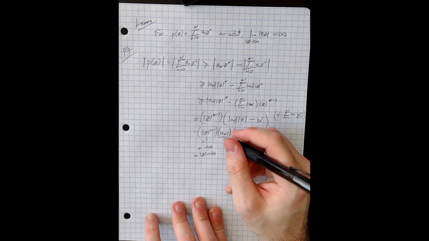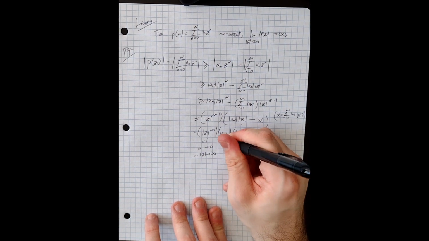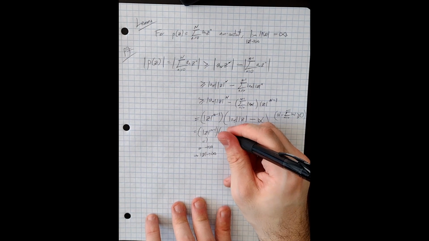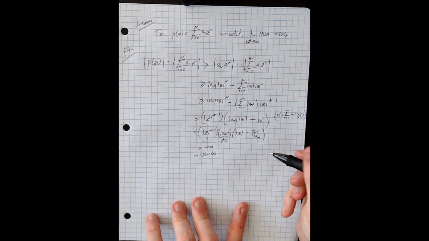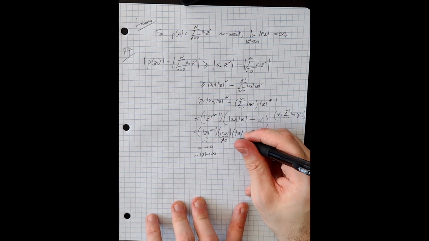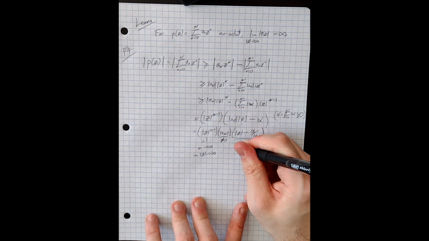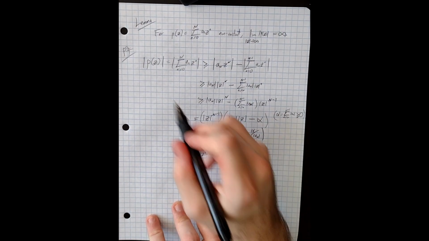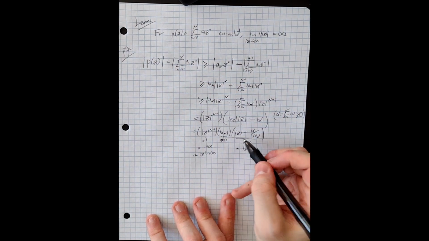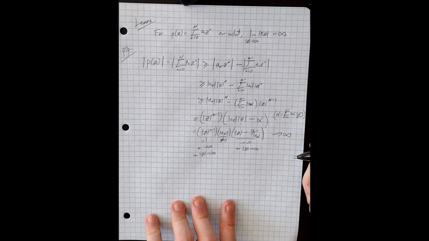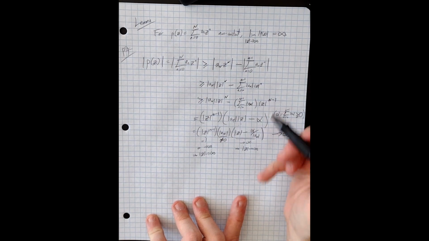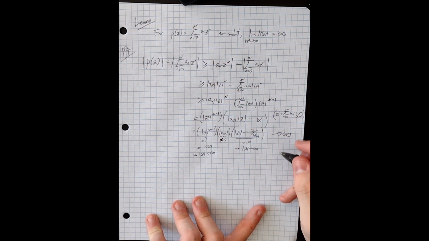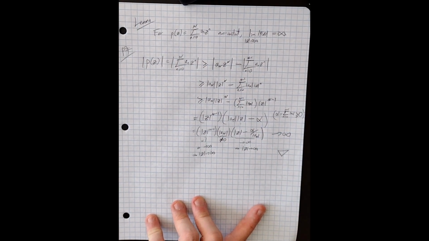This here is non-zero, because we assume the highest term is non-zero, or else there'd be no point writing it. And this also goes to infinity as the magnitude of z goes to infinity. So we bounded the magnitude of p of z below by something that goes to infinity, and so p of z goes to infinity as z goes to infinity. And that is the end of the proof of the lemma.